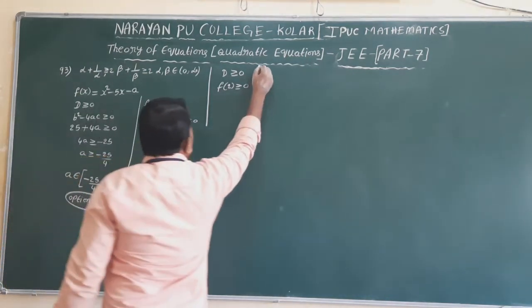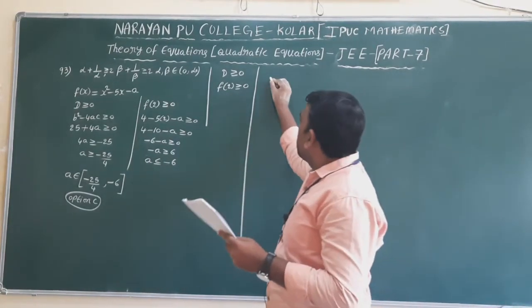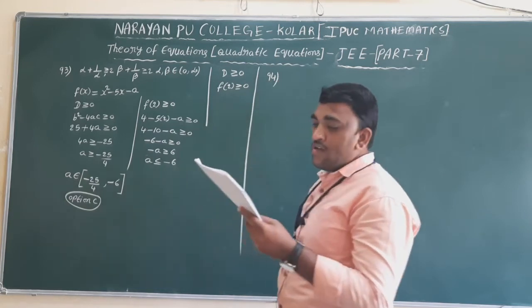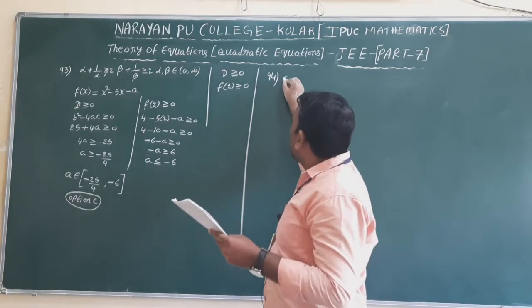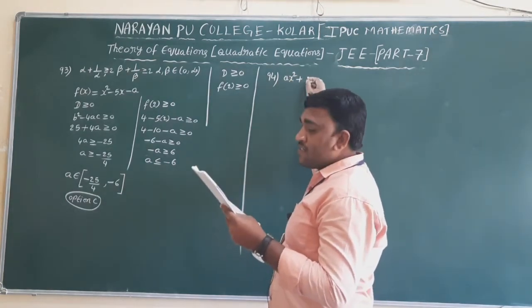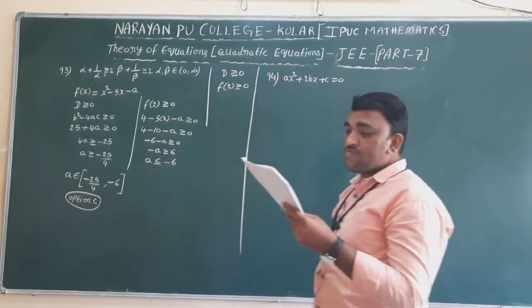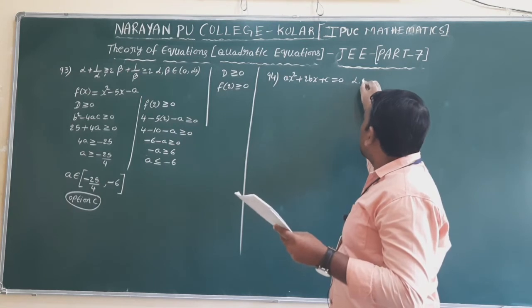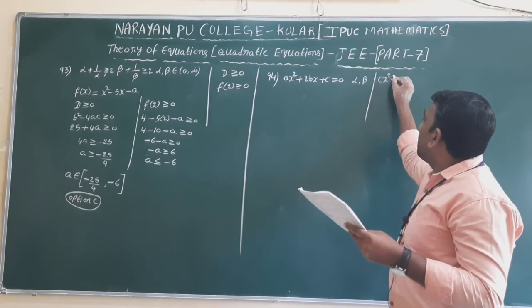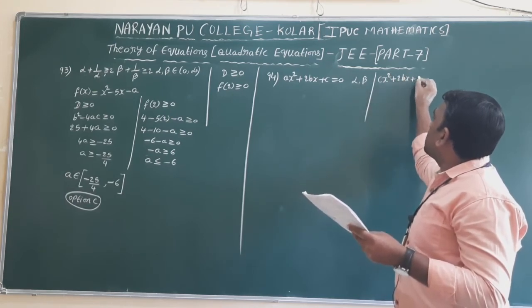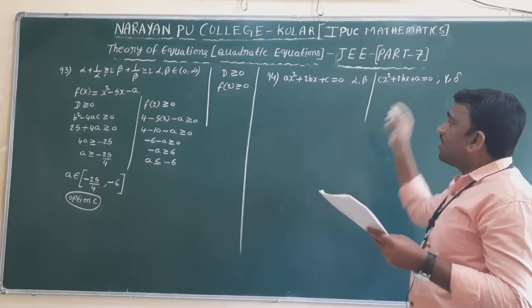So next question, 94. The 94th question. a, b, c are in geometric progression. If alpha comma beta are the roots of the equation ax square plus 2bx plus c equal to 0, and gamma comma delta are the roots of another one, cx square plus 2bx plus a equal to 0.